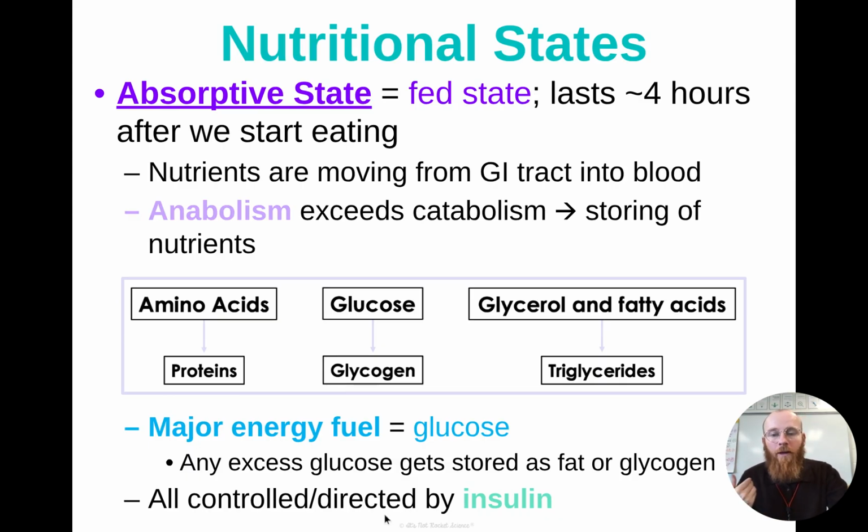Our major energy fuel in the body is glucose. So any excess glucose will then get stored away as fat or muscle glycogen, so that if I happen to get into a fasted state and food is not available, I can then use it. It's all going to be controlled and directed by this hormone we call insulin. Insulin will control and direct how we utilize this energy currency we have.